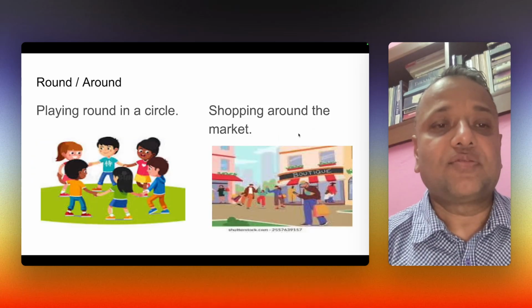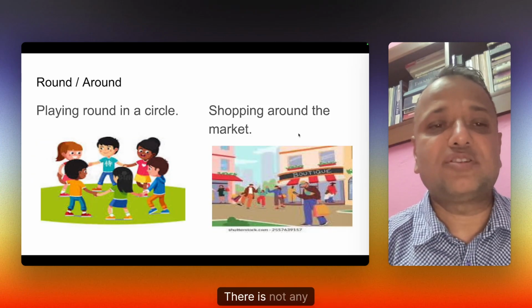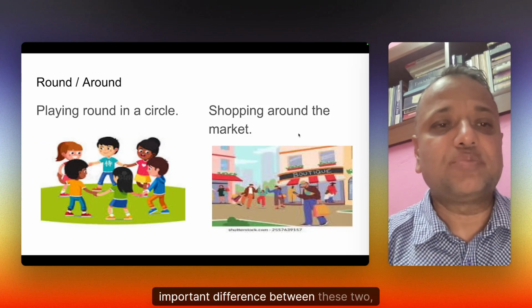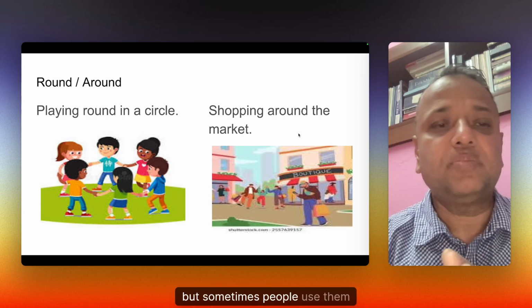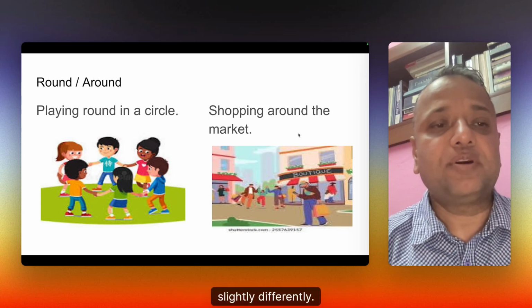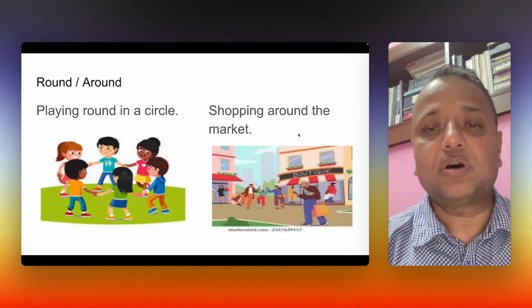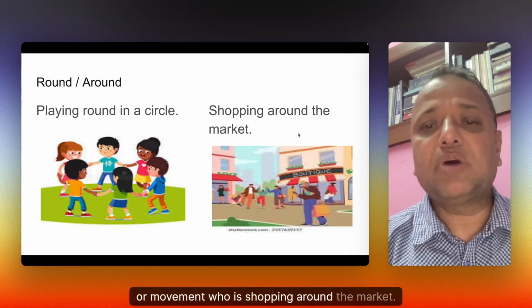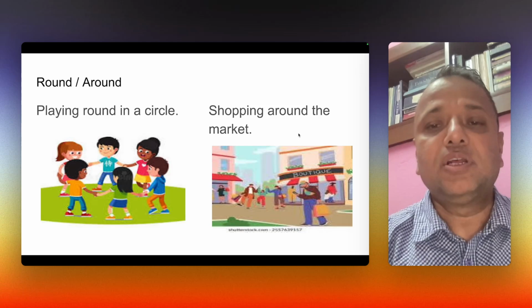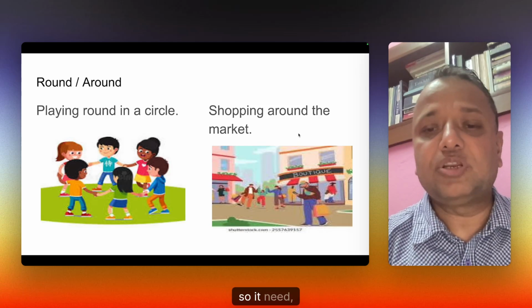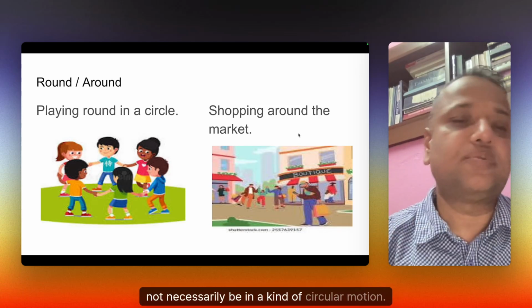Round and around, right? These two are similar. There is not any important difference between these two, but sometimes people use them slightly differently. Playing round in a circle, round indicates a circular motion or movement. Whereas shopping around the market means near the market. It does not necessarily have to be in a circular motion.